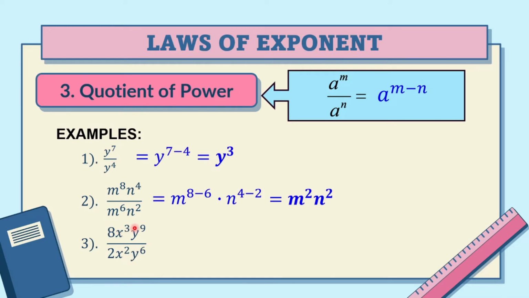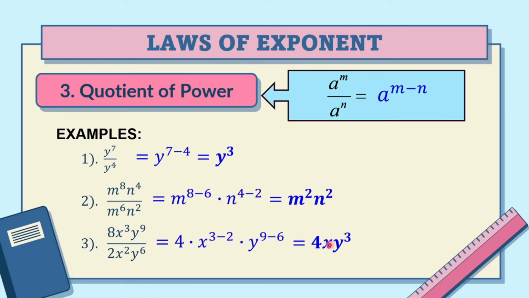We have 8x cubed y raised to 9 divided by 2x squared y raised to 6. So, saan nakuha itong 4? Because if we're going to divide 8 and 2, makukuha natin si 4. Times, copy natin yung base na x, then subtract natin yung dalawang exponent, which is 3 and 2. Next, copy the base y dito, then subtract the exponent, 9 minus 6. Then simplify, we have copy 4, then copy the base na x, then 3 minus 2, that is 1.